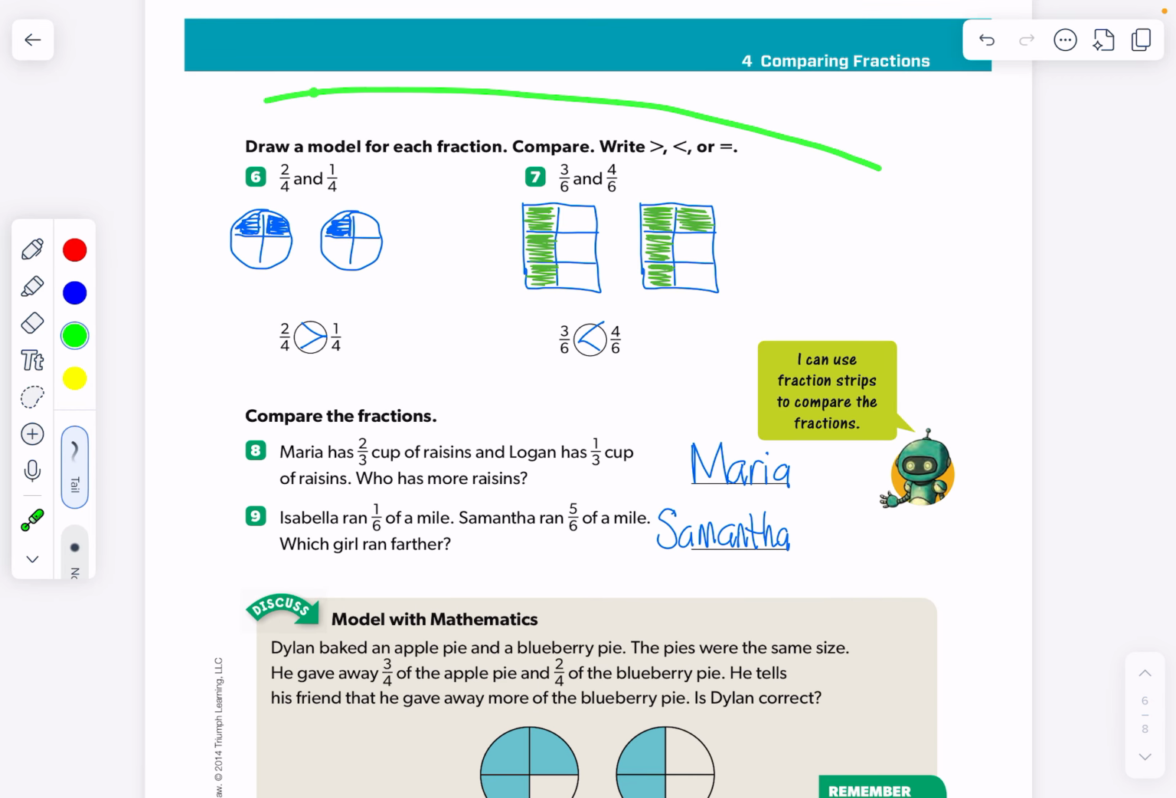And now for this part right here, students will have to draw a model for each fraction. Please make sure that they are being consistent with the fraction model they're using. So note that here, both of the models are circular, and for this question, both of the models are rectangular. Just make sure that they're not doing one of them circular and one of them fraction strip, because they might get confused in seeing the visual.